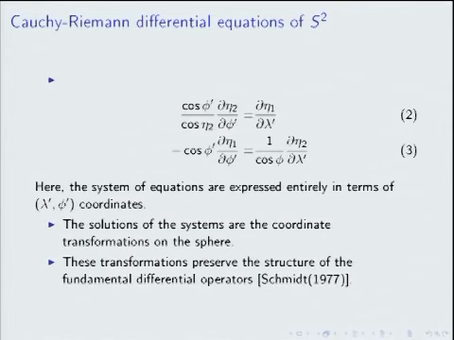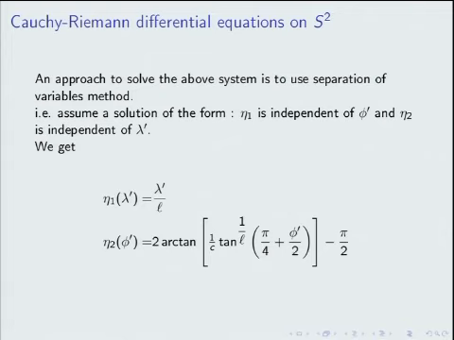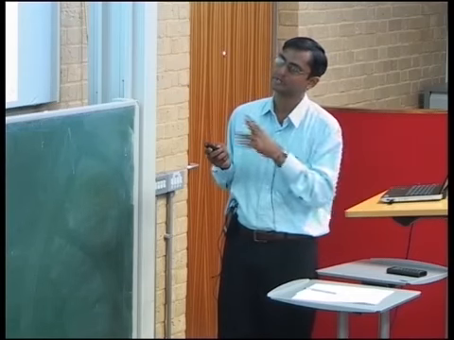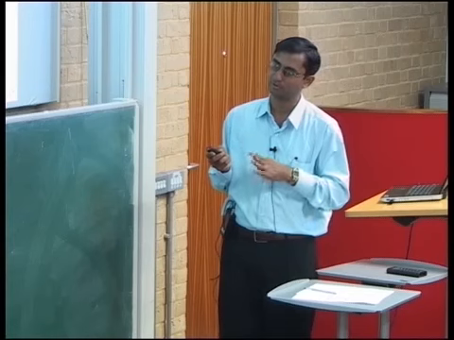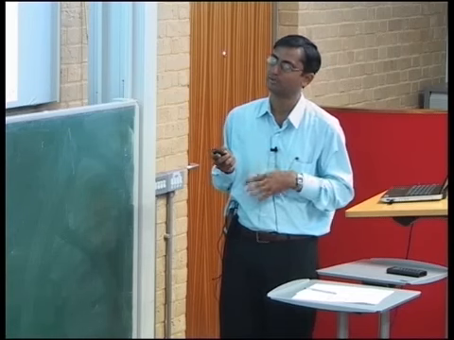So the solutions of these transformations are the coordinate transformation which has this nice property. And how do we solve it? If I directly try to solve it, there are many approaches. The one approach which comes handy is the separation of variables, in which we assume eta 1 is a function of lambda prime alone, and eta 2 is a function of phi prime alone.